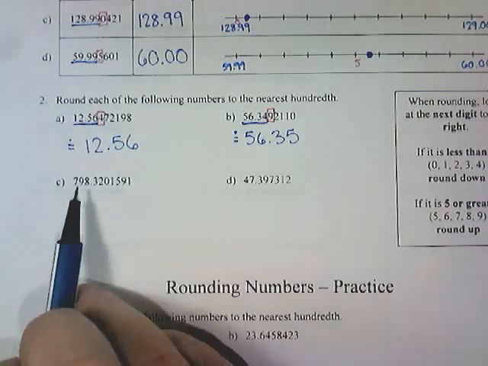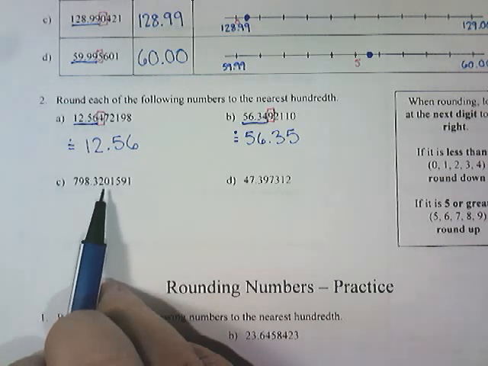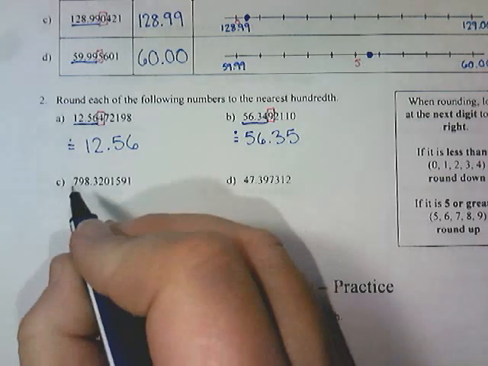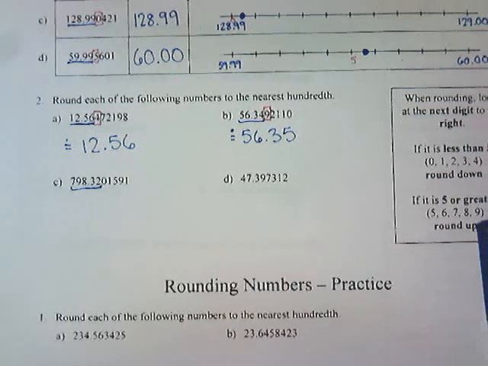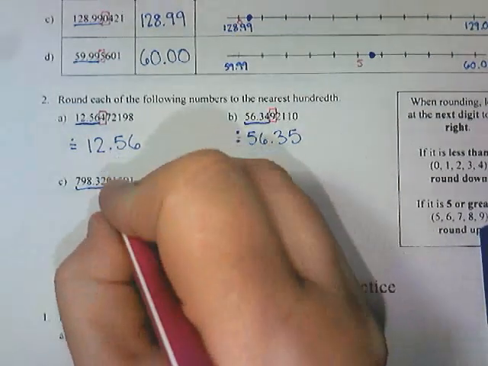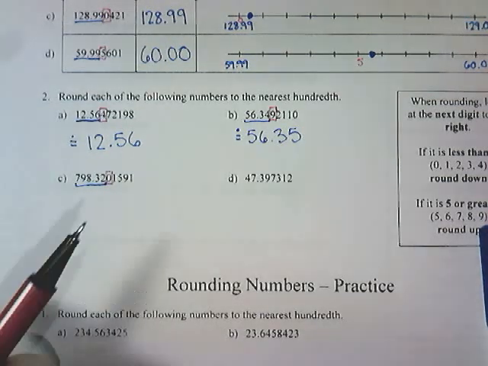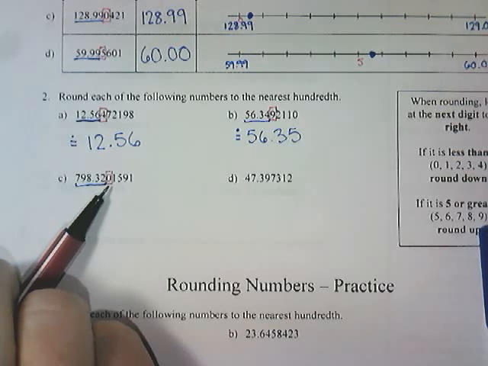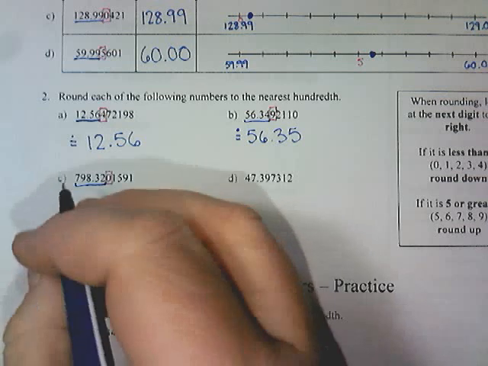All right, next one, C says 798.32015. So I want the nearest hundredth, so that is 798.32. And then to help me decide whether we're going to leave the number as is or whether we're going to round it up, we're going to look at the next number, which is a 0. So 0 obviously is closer to the original number, so that is going to be 798.32.